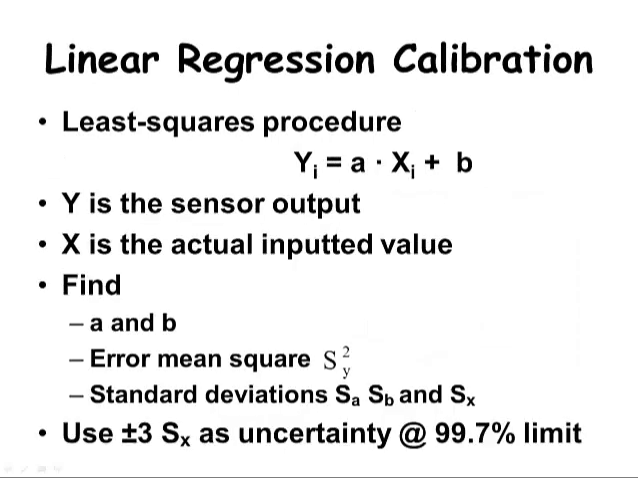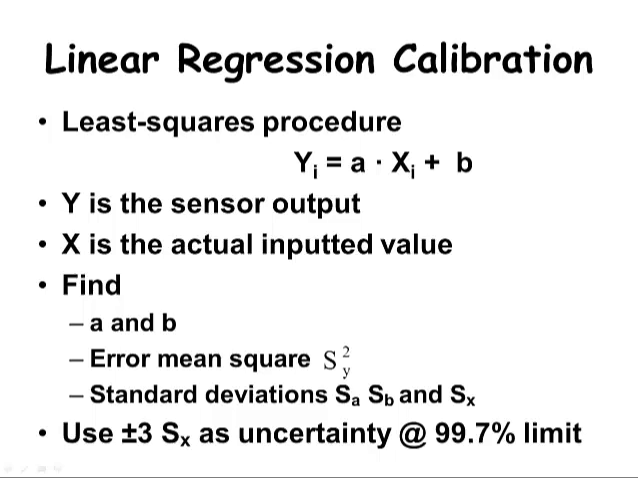At several points in this class, you'll be asked to develop a linear calibration curve for some data you collect in the lab. You are to use this linear regression calibration procedure. The linear relation that you will develop from the data is in the form of y equals a times x plus b, where y is the device output in response to a known input, x is the actual or known inputted value, a is the slope and sensitivity of the calibration line, and b is the offset.